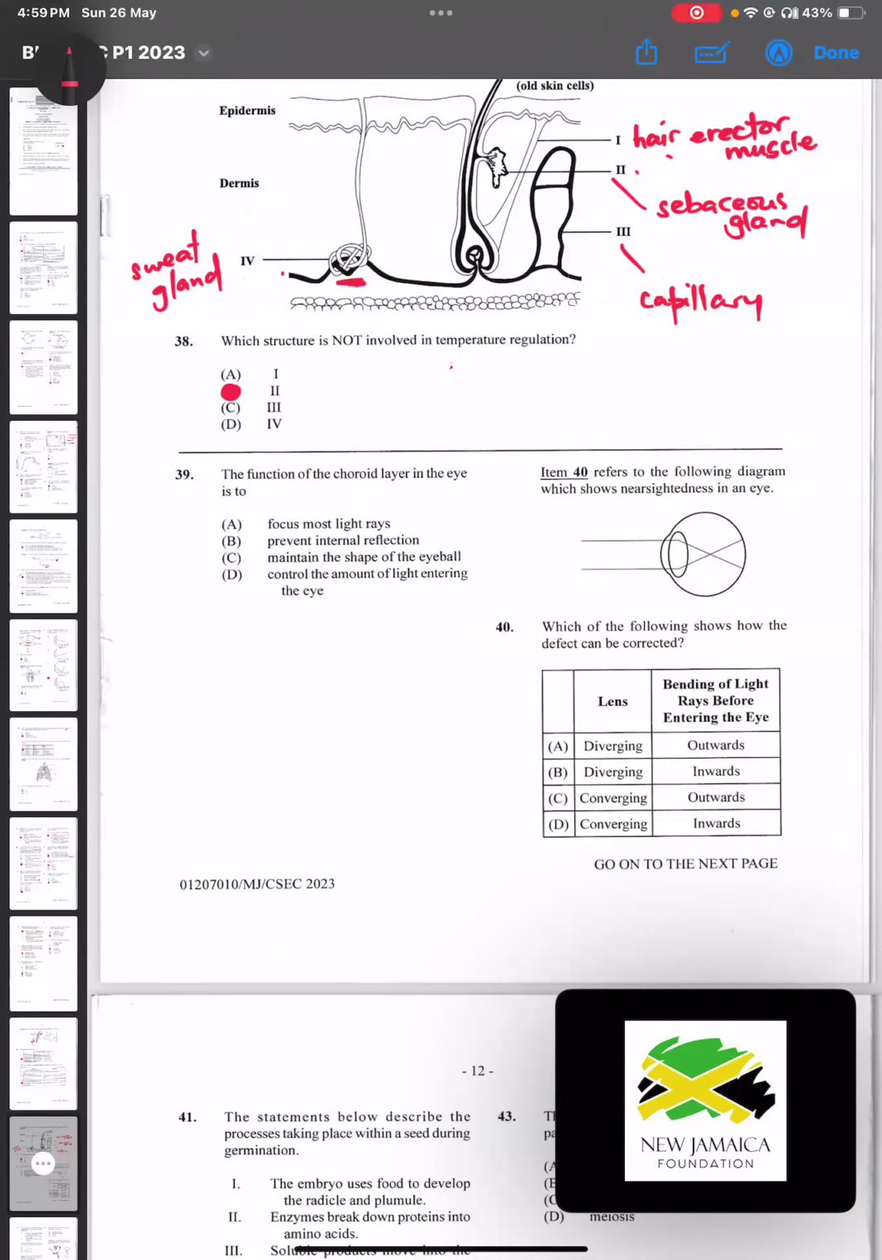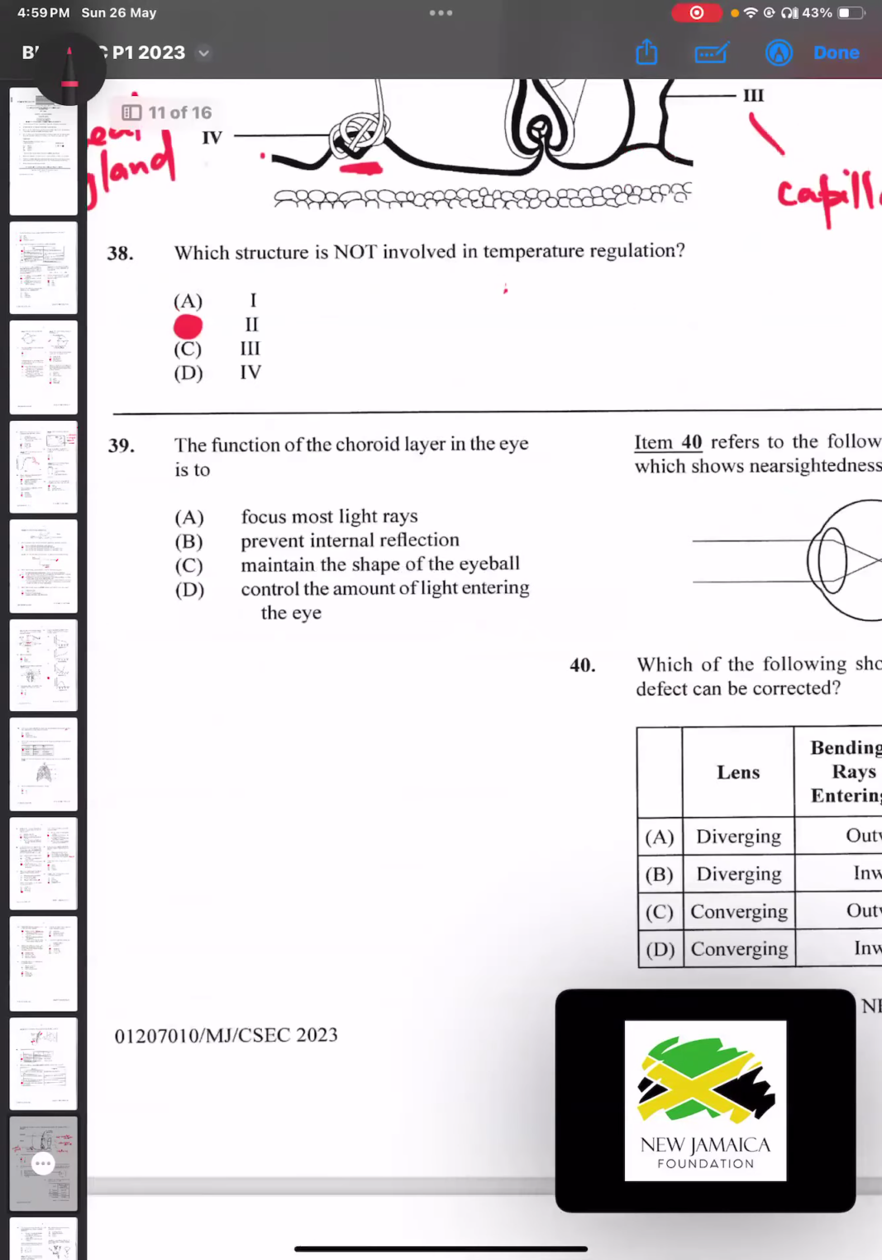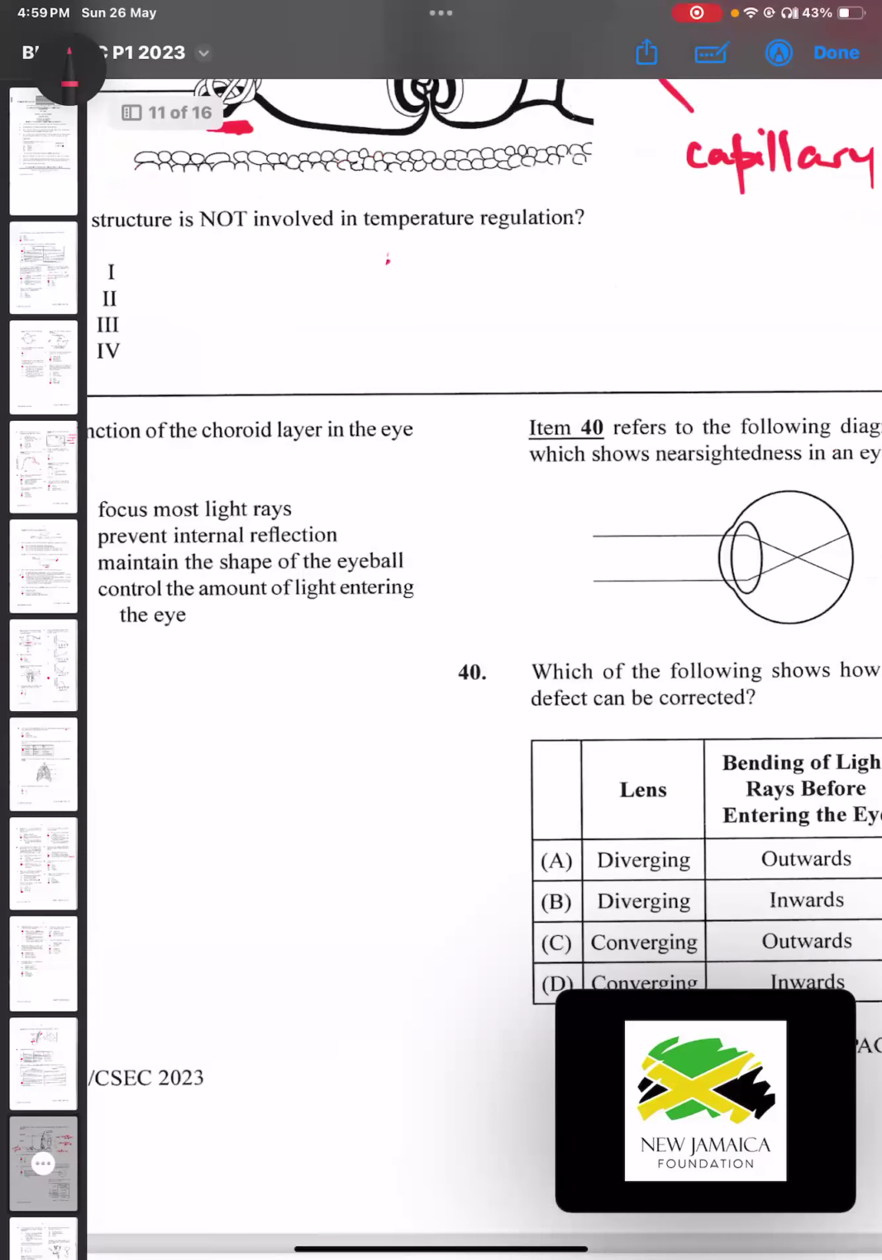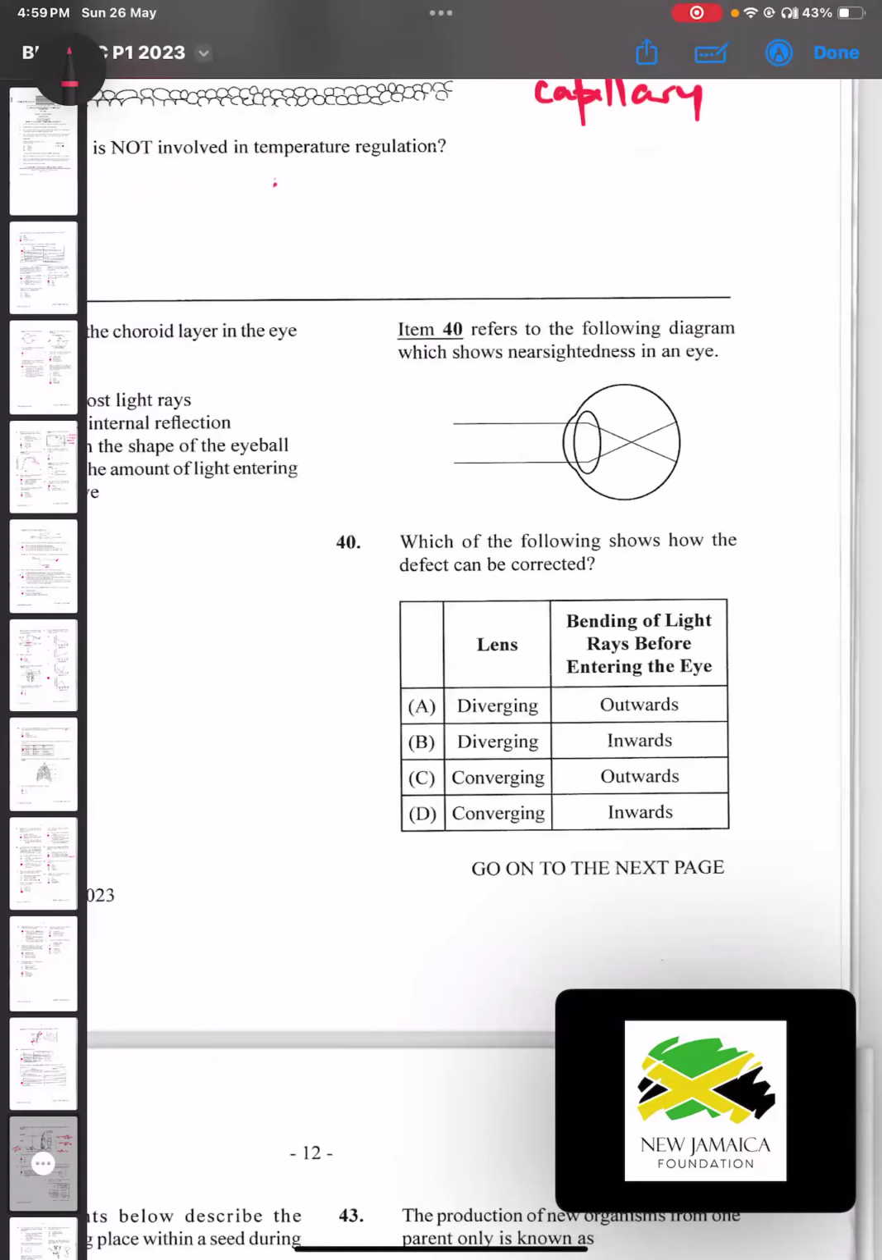All right. And then for number 39, your choroid, which is the dark layer inside of your eye, is there to prevent internal reflection of any light inside of the eye because it absorbs any stray or excess light rays. And then 40, it's telling you that the person is nearsighted and it's asking you how the defect can be corrected. So it's asking you about the lens that you would use and what that lens would do.